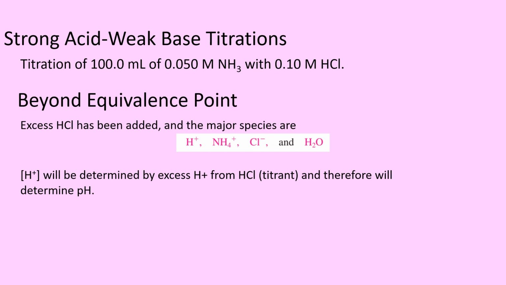Now, how about after the equivalence point? Excess hydrochloric acid has been added already, and the major species in the solution are hydrogen ions, ammonium ions, chloride ions, and water. So the pH of the solution will be determined by the excess hydrogen ions from the hydrochloric acid titrant rather than the ammonium ion. So therefore, it will determine the pH.